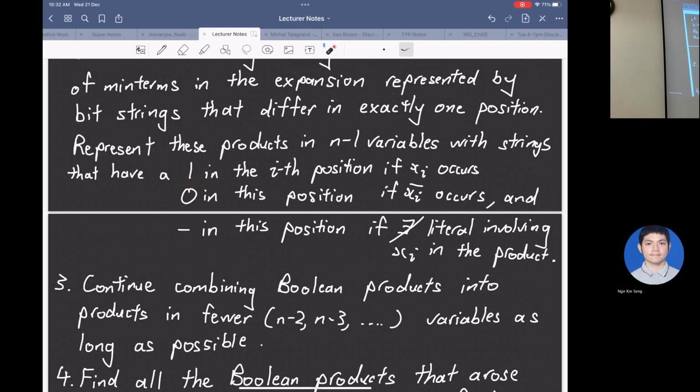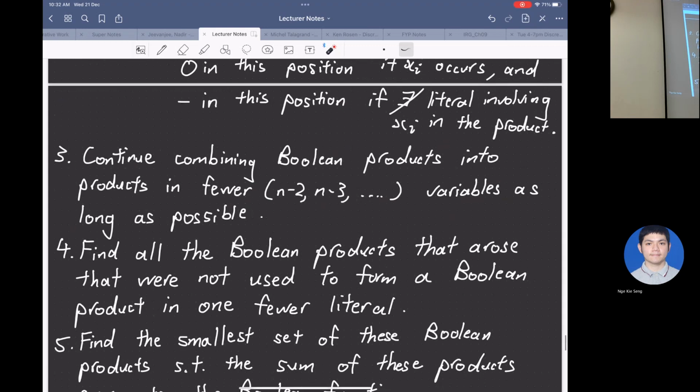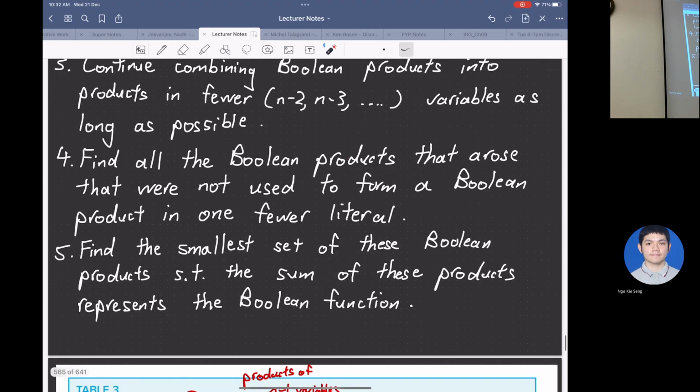Similarly, you record it as 1 if xi occurs, 0 if xi bar occurs. If the literal already got combined, that literal disappears, so you put a dash there. Next, you keep continuing combining these Boolean products. You keep reducing by 1, n minus 1, n minus 2, n minus 3, until you cannot reduce anymore. And then you find all the Boolean products that are not used to form new Boolean products. Then you find the smallest set that represents the function.